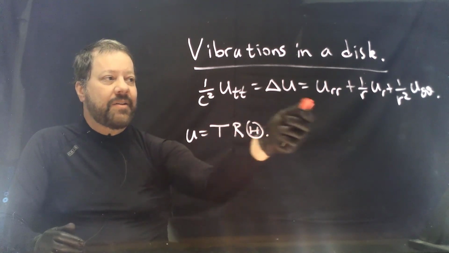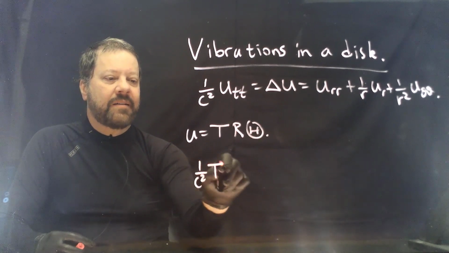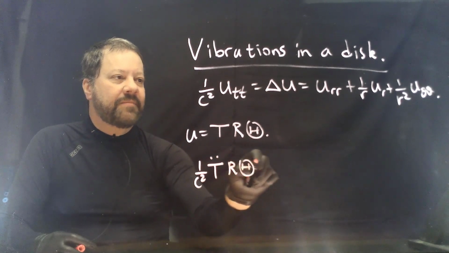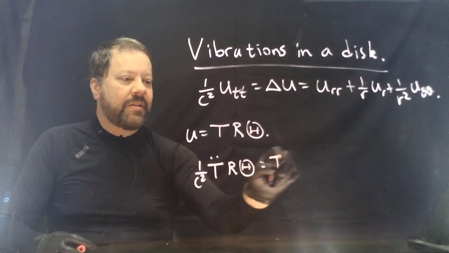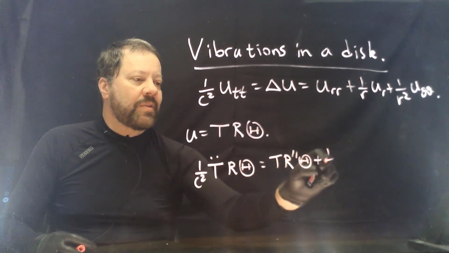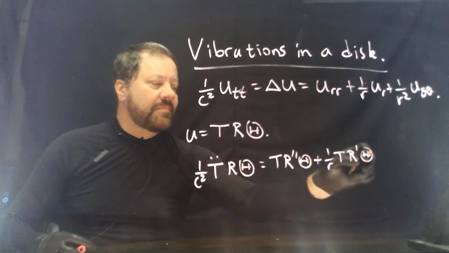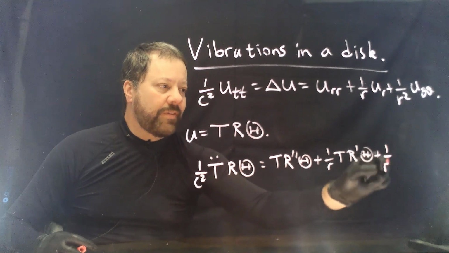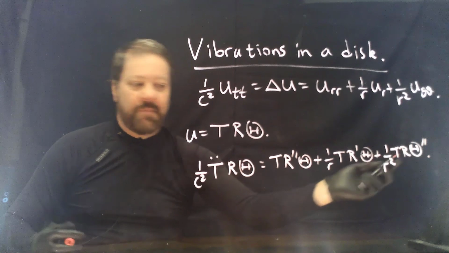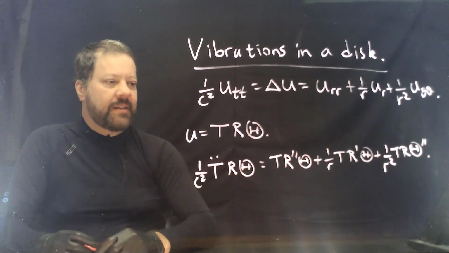Plugging this into the differential equation, we'll have 1 over c squared T double dot R Theta equals T R prime prime Theta plus 1 over r T R prime Theta plus 1 over r squared T R Theta prime prime. We, of course, divide everything through by T R Theta.